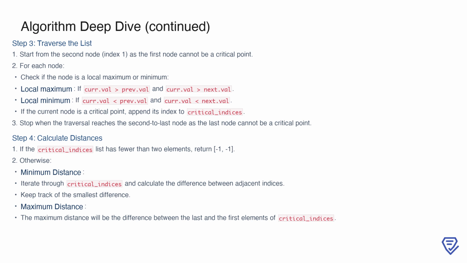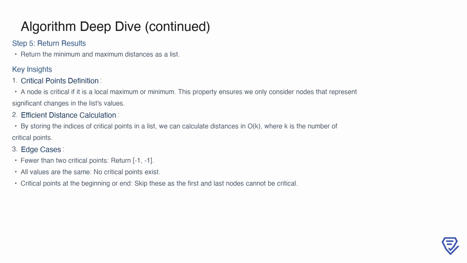For the maximum distance, we simply use the difference between the first and last indices in the list, as this will always be the largest possible gap. At this stage, we return the results as a list containing the minimum and maximum distances. Let's reflect on some key insights from this approach.